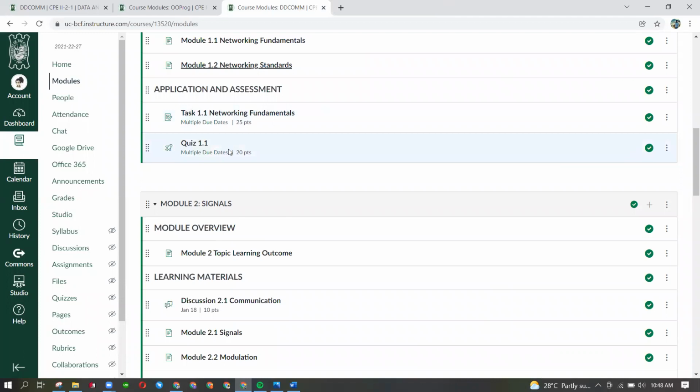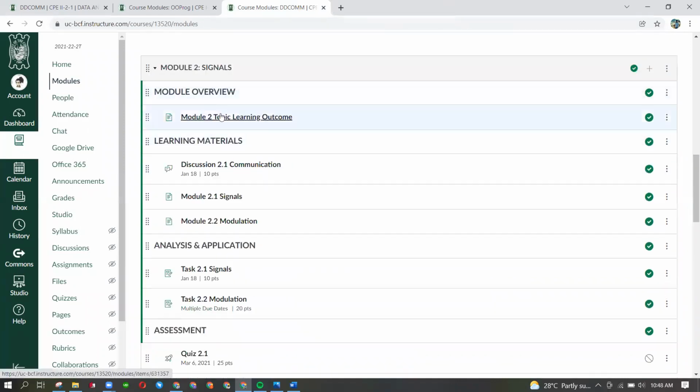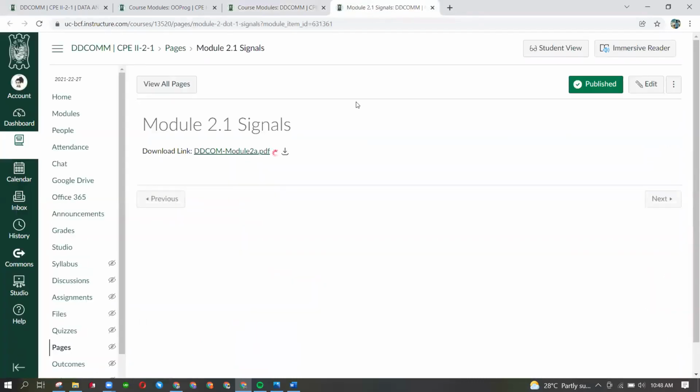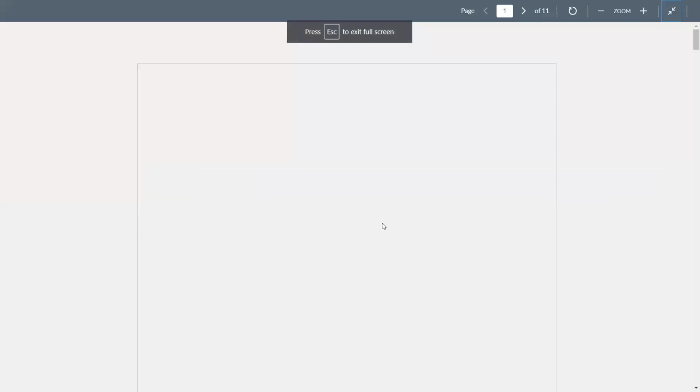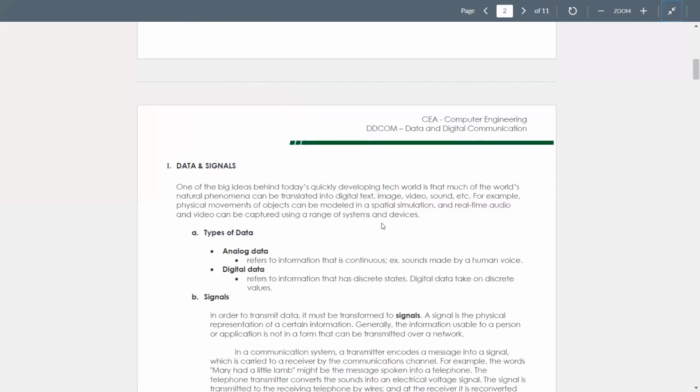We are already done with quiz 1 of this, so no problem. Let's go now to the signals. Signals is actually the measurement, the unit of the data that we would like to transfer or to process.